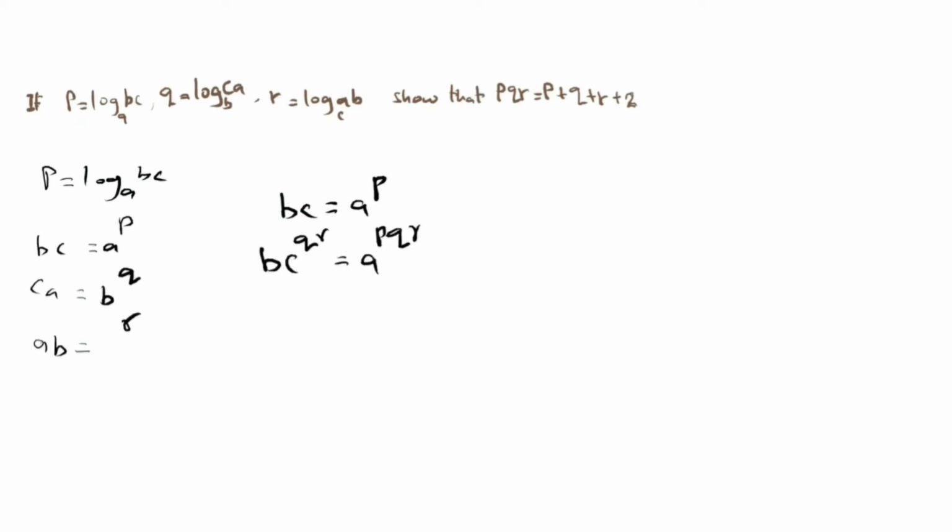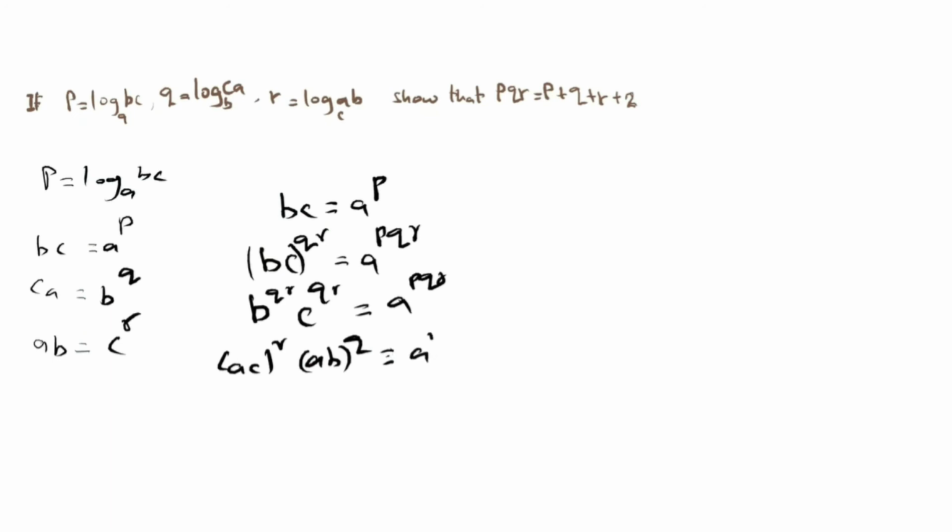Then what we do is we write this separately: b to the power qr, c to the power qr. On the right hand side there is no change, a to the power pqr. Right, but what's b to the power q? You know, b to the power q is ca, and c to the power r is ab. Equals, on the right hand side it's a to the power pqr, and then we further break this down.